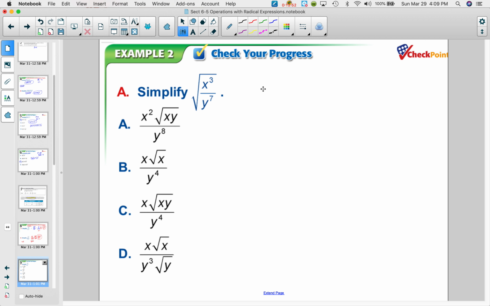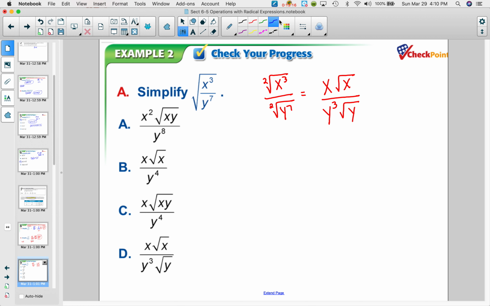Okay, I'm going to talk about it because I know these are a little harder. So we're going to start by doing the square root of x cubed, the square root of y to the 7th. So then we'll have, I'm going to put a little 2 here to help. 2 goes into 3 one time with 1 left over. And 2 goes into 7 3 times, so I get y cubed with 1 left over.